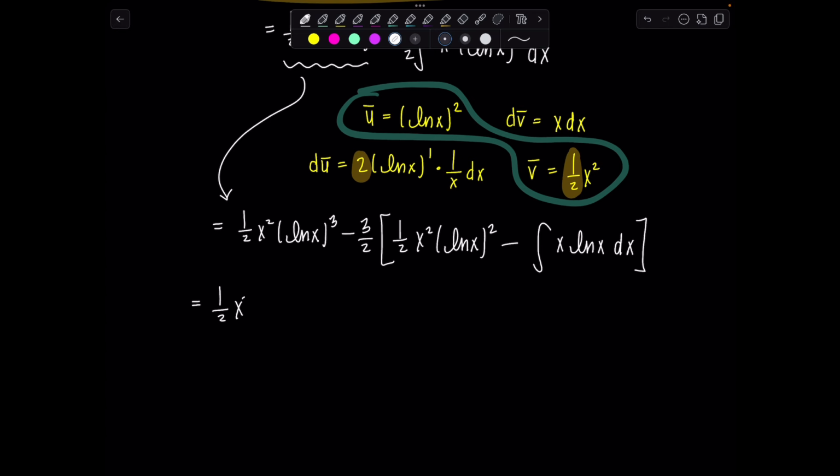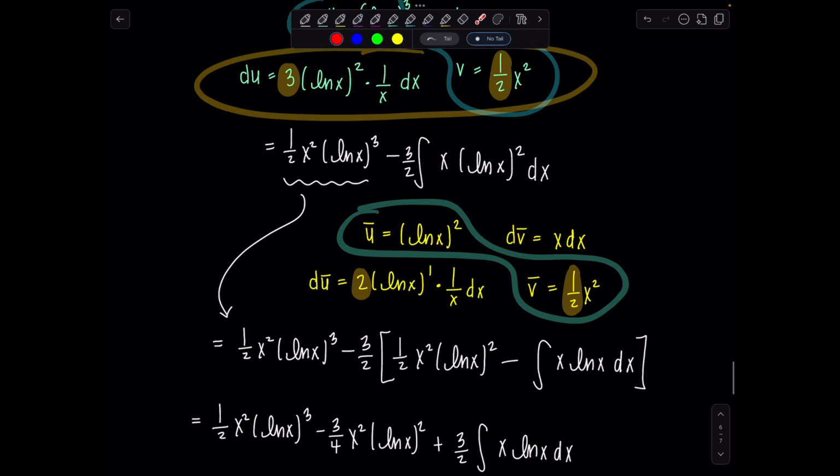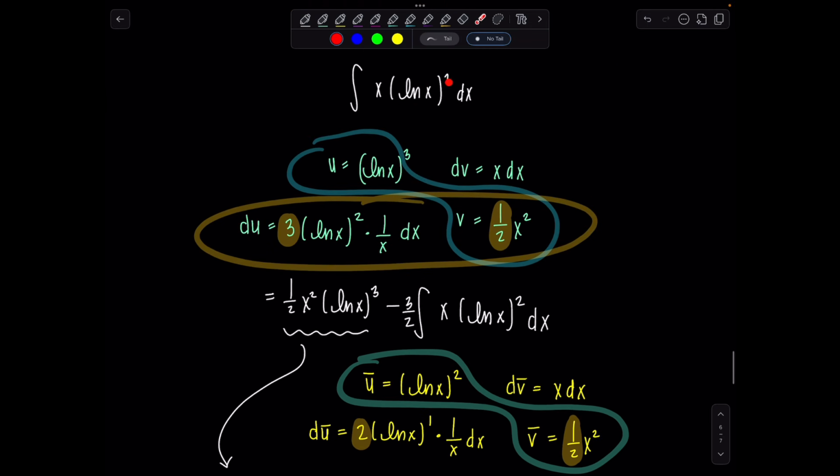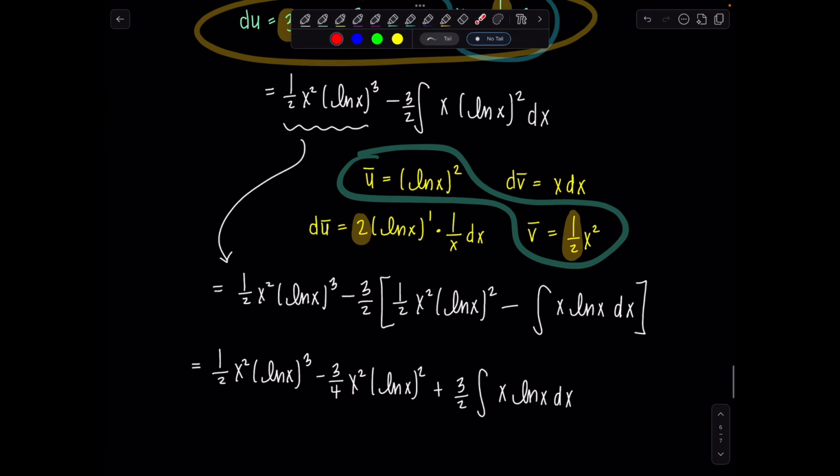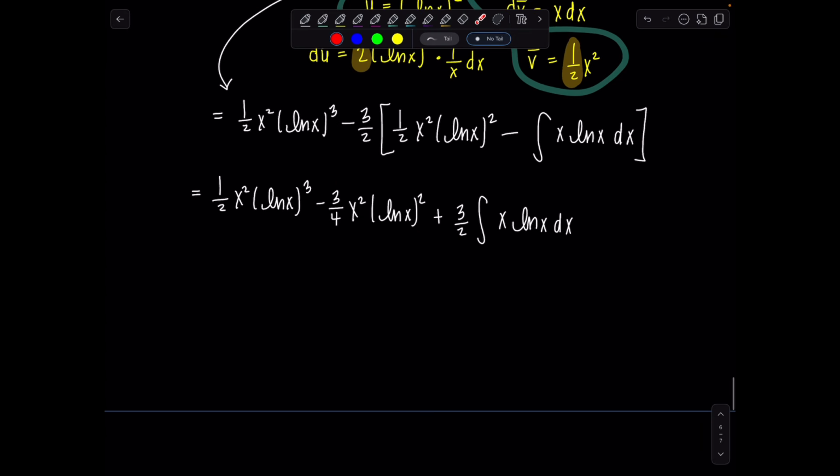So 1/2 x squared ln of x cubed minus 3/4 x squared ln of x squared plus 3/2 integral x ln of x dx. Are we headed in the right direction? Yes, we're almost there. Notice we've been peeling away or decreasing the exponent on natural log every time we do integration by parts. So one more round and we should be there. Okay, got this? Yeah, we're good.